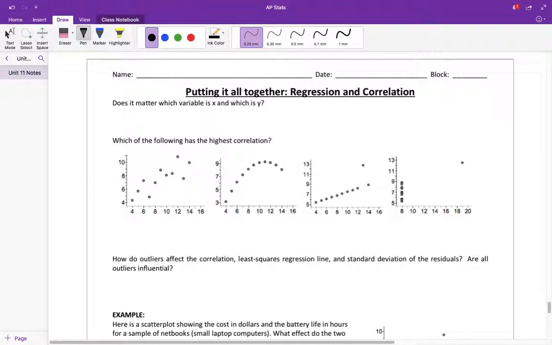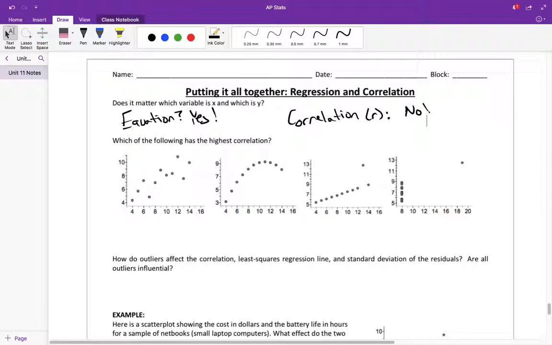So does it matter which variable is x and which one's y? The answer there is kind of twofold. As far as does it matter for the equation, the answer there is yes. It most definitely makes a difference which variable is x and which one is y. But how about for the correlation? Does it matter which variable is x and which one's y for the correlation? The answer there is no. You will have the exact same correlation value r regardless of which variable you make x and y.